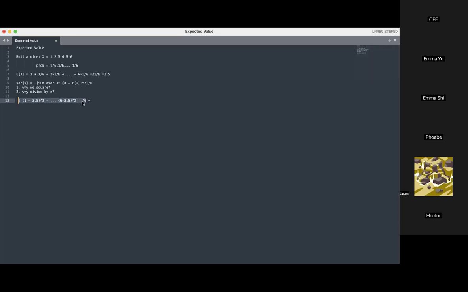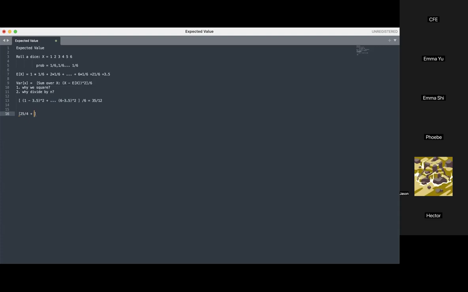Maybe Emma, do you have an answer for this? Is it like 35 over 12, which is also like 2.9? Okay, 35/12 is correct. Let's actually calculate this together. I really doubt that we need a calculator for this. 1 minus 3.5 is just 2.5 in absolute value, because although it is negative, you can ignore the negative sign since you square it. So it's just 2.5 squared, which is 25/4.